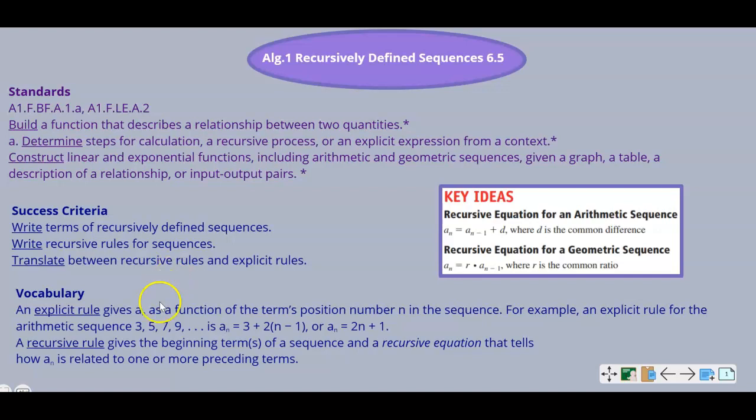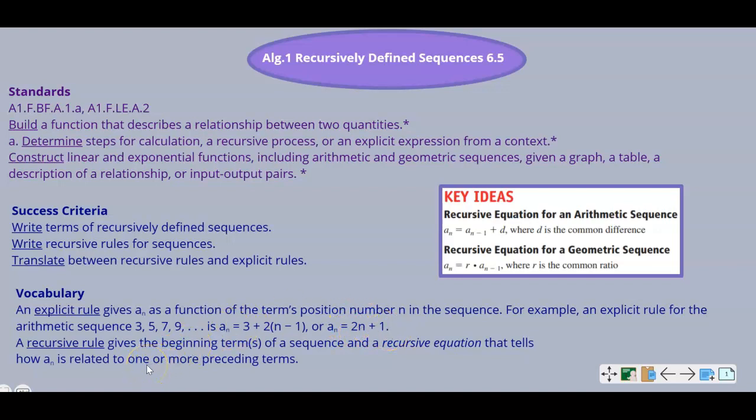All right, also a couple vocab that you need to be familiar with. Make sure you put these in your notes. An explicit rule gives a sub n as a function of the term's position number n in the sequence. For example, an explicit rule for an arithmetic sequence, 3, 5, 7, 9, etc., is a sub n equals 3 plus 2 times n minus 1, or a sub n equals 2n plus 1.